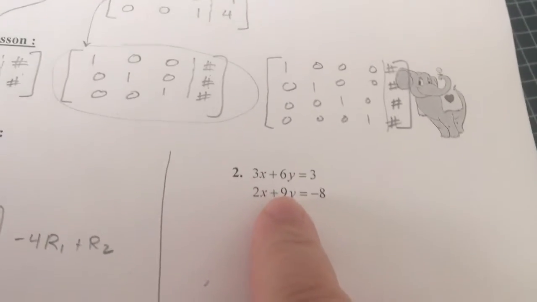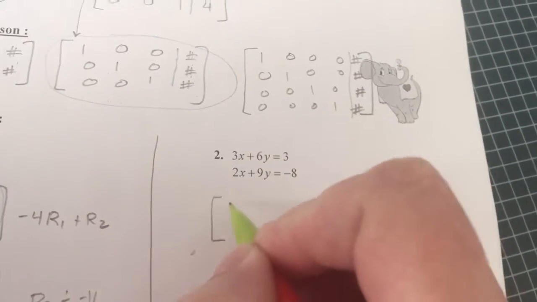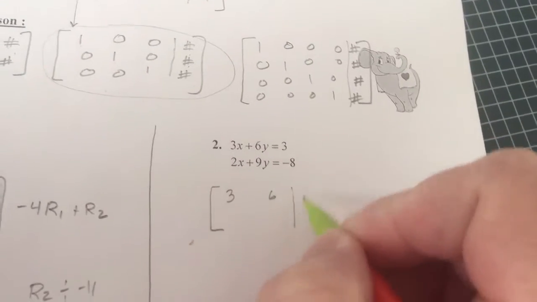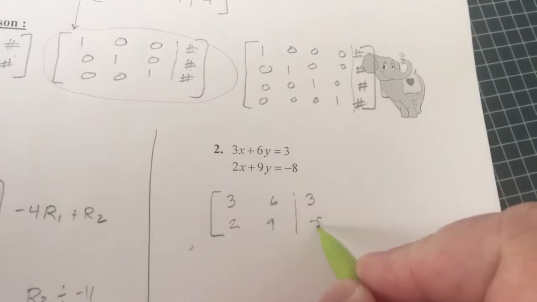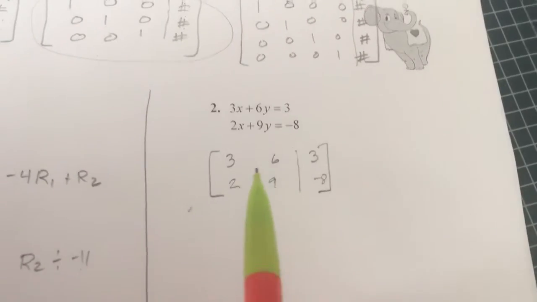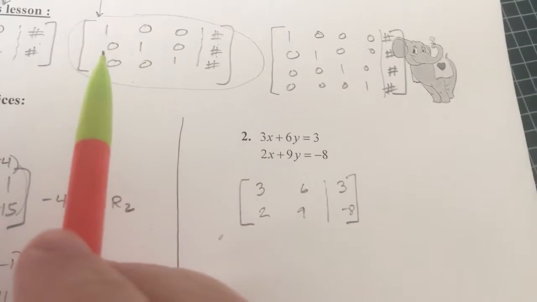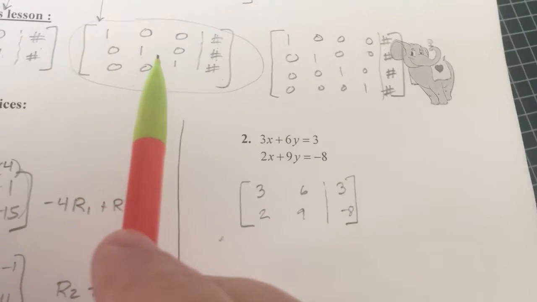Here is problem number 2. So let's write it as a matrix. 3, 6, 3, 2, 9, negative 8. So our first thing, we work a column at a time, get column 1 done.